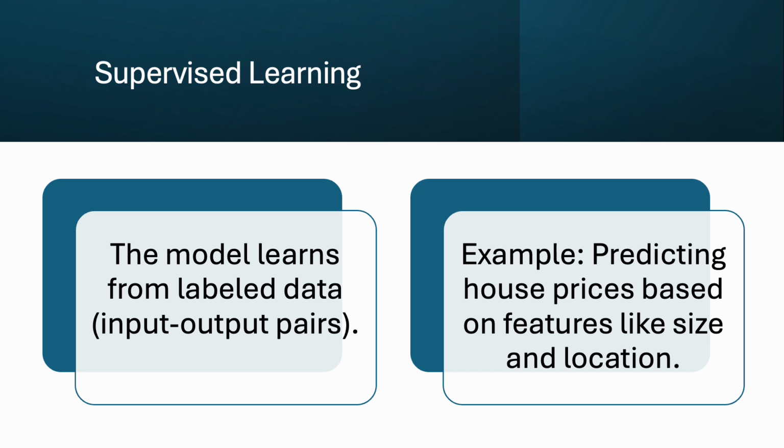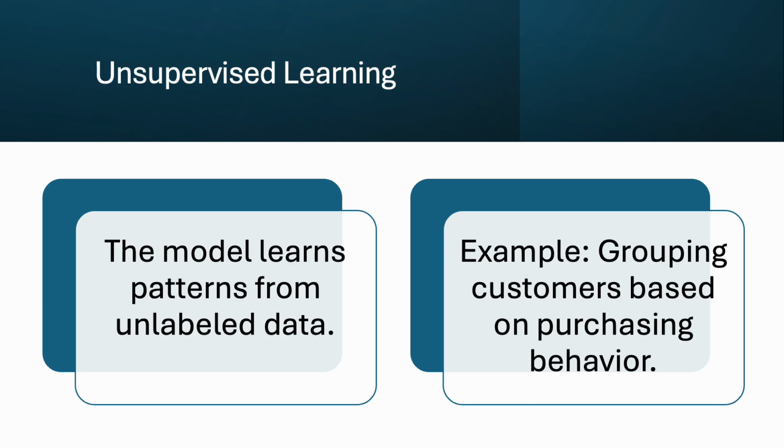This type of learning is widely used in applications like spam detection, image recognition, and many more. Next up is unsupervised learning. Unsupervised learning works with unlabeled data. The real goal here is to find hidden patterns or groupings in the data.